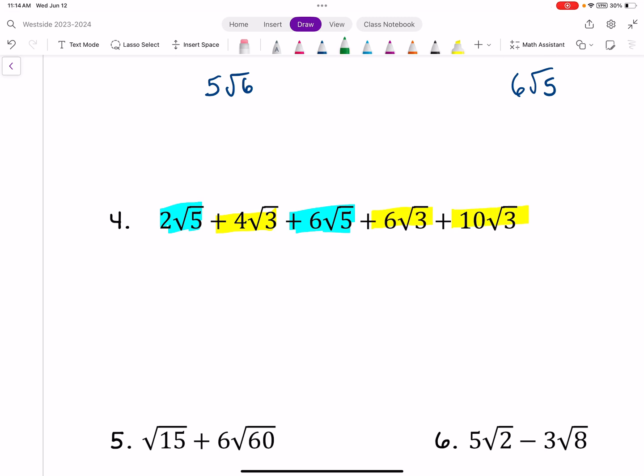So for radical 5, it's 2 plus 6, so I'd have 8 radical 5. For radical 3, it's 4 plus 6 plus 10, which is plus 20 radical 3. I cannot put those together because one has a radical 5 and one has a radical 3, so they are different problems.